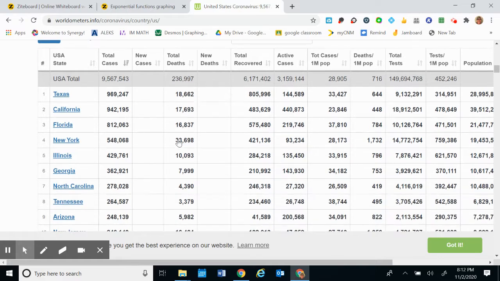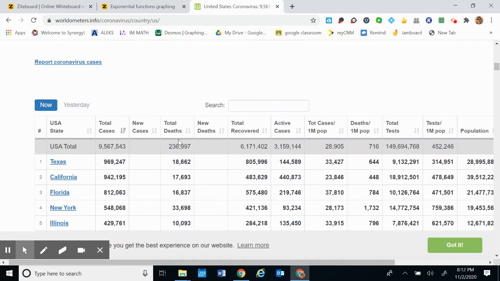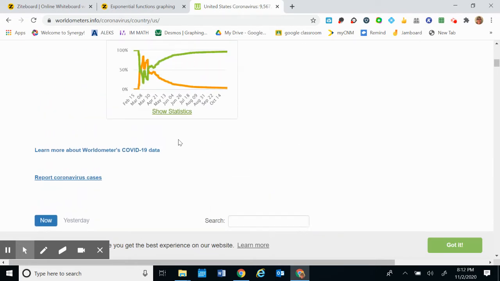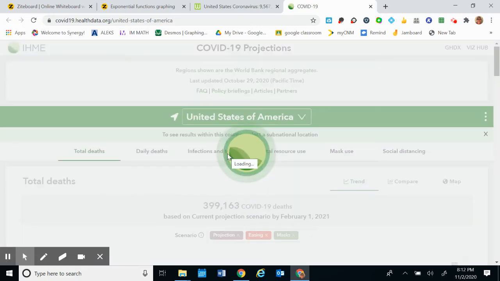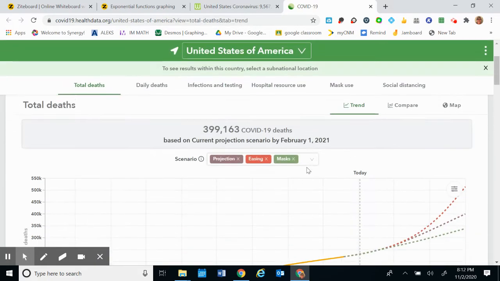I haven't been on this site for a little bit, but for a while there, they had some amazing math stuff. It was so great. And then they took it off. But let's see. Projections? Sorry.